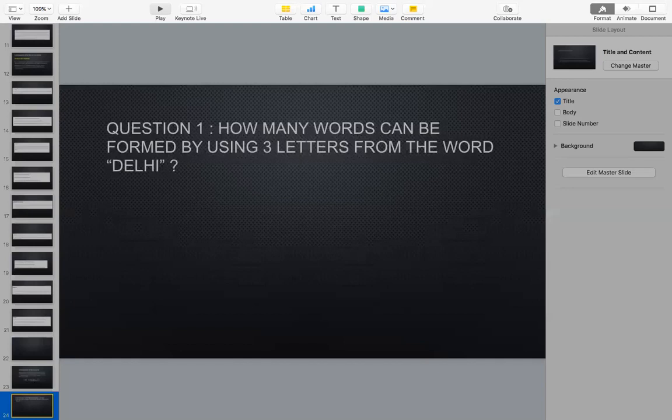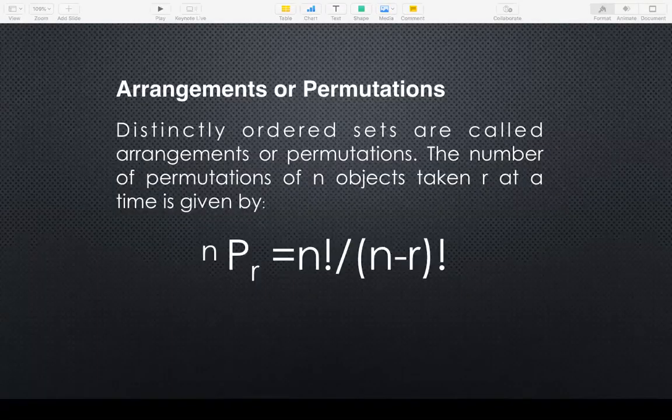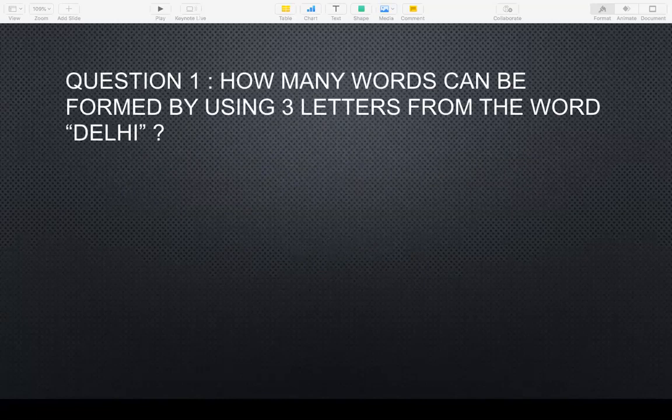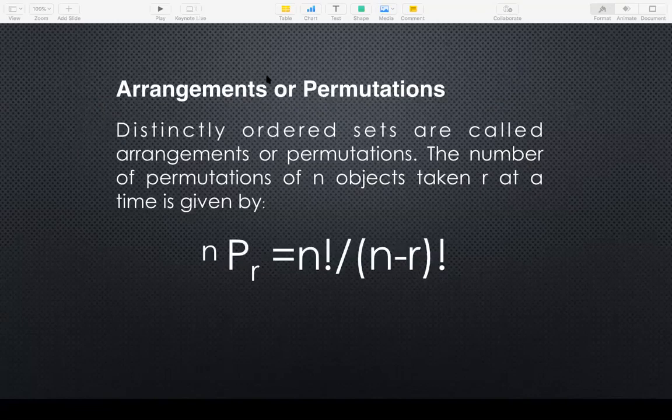That is nPr. So in the given question, Delhi is a 5-letter word, and I need to find out how many words can be formed by using 3 letters. So from a 5-letter word, we are going to use 3 letters, right? So now the answer will be 5P3. And what is the value of 5P3? nPr is n factorial divided by n minus r factorial. So 5P3 will be 5 factorial divided by 5 minus 3 factorial. Is it clear, guys? How will you use these permutations?